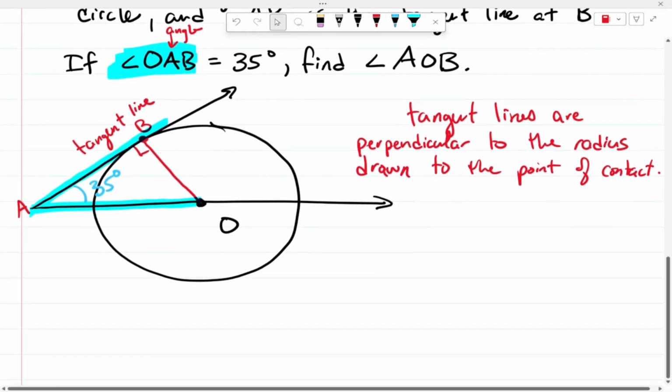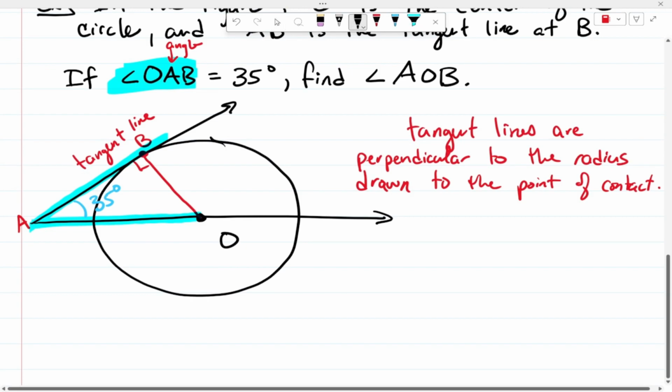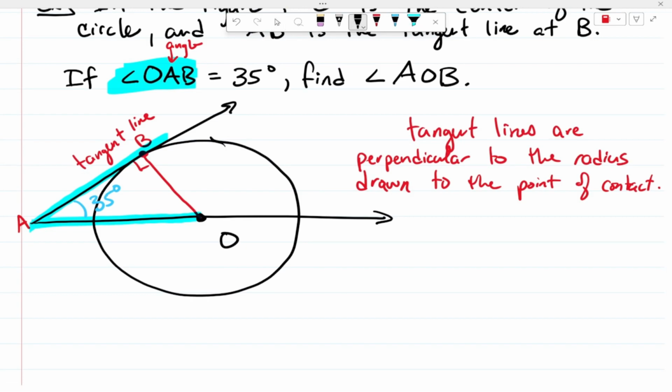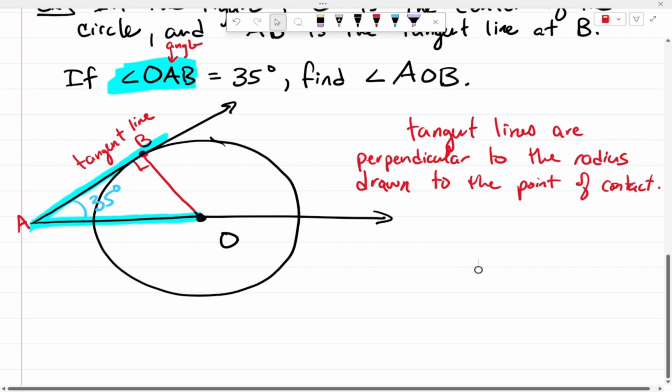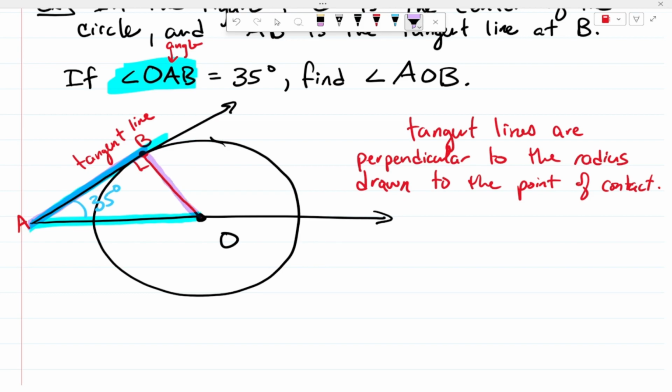All right. Now, because the center is O, OB is the radius of the circle, and a tangent is perpendicular to this, which means that this angle, and I'm going to use a different highlighter here. I always go with this light violet. So I know the angle ABO, so here's A, and then BO, that is 90 degrees, which means I can find what this angle is by understanding that the sum of the angles in a triangle add up to 180.